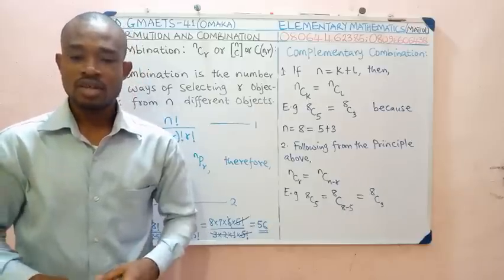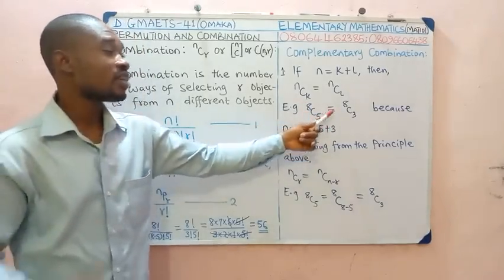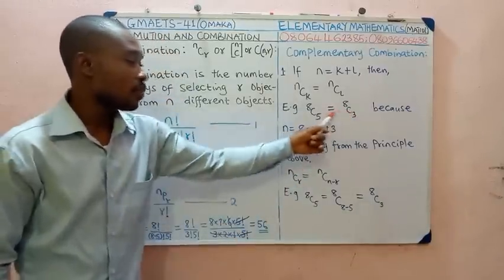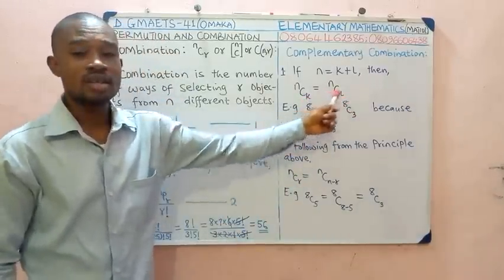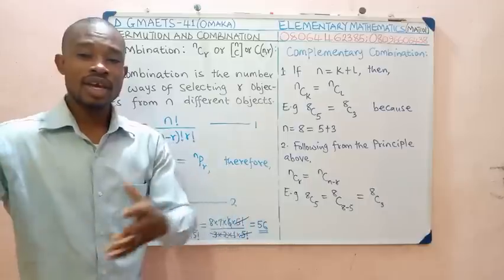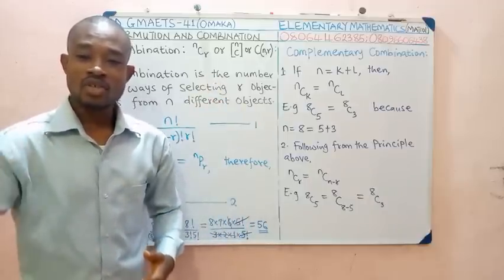Is that okay? Since 3 plus 5 is equal to 8, you can say that 8 combination 5 is the same value as 8 combination 3. Because we know that 3 plus 5 will give us these 8. The same goes with others. If you have 1 plus 7, you get 8. So 8 combination 1 is the same as 8 combination 7.